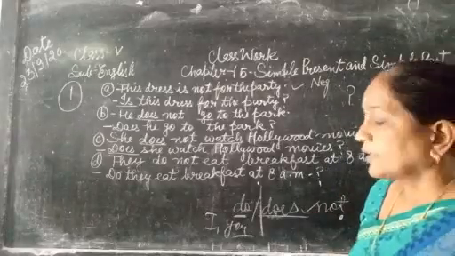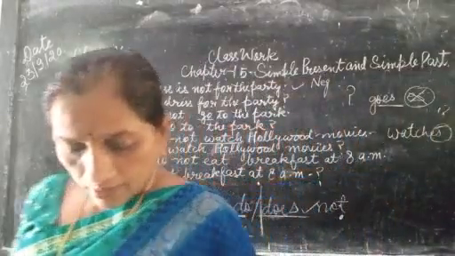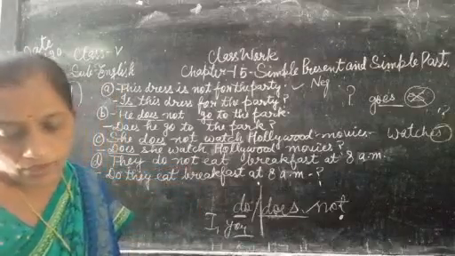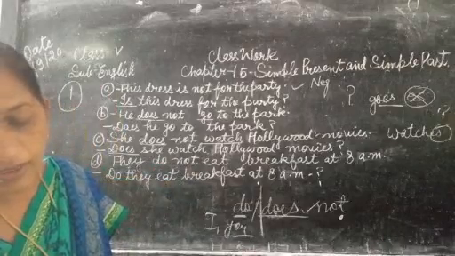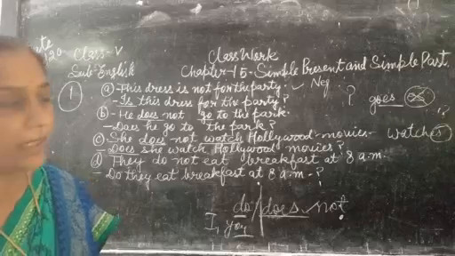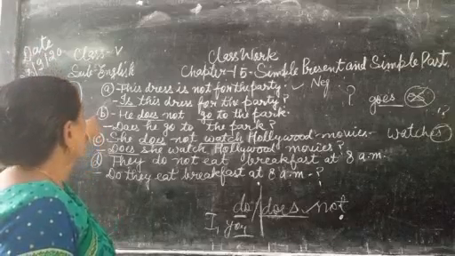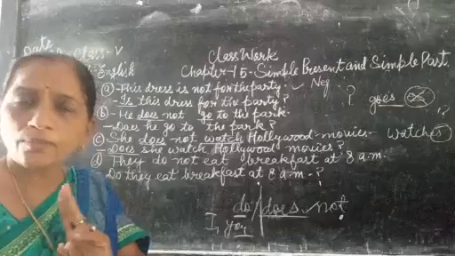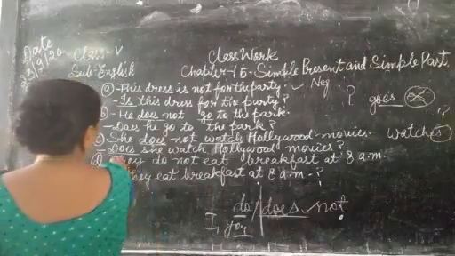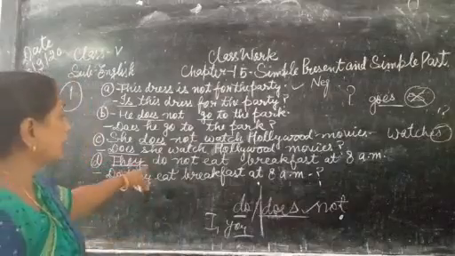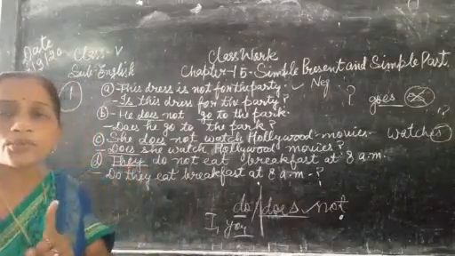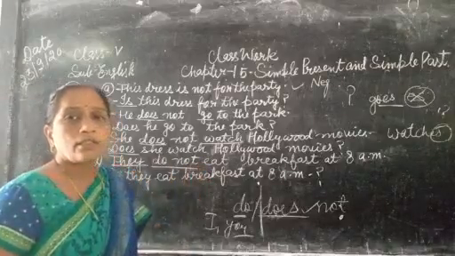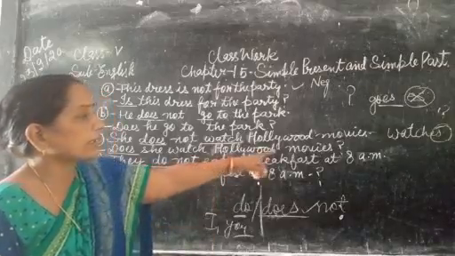Okay? In the next sentence, it is they do not eat breakfast at, means this sentence is they eat breakfast at 8 a.m. Okay? They do not. They is a plural pronoun and we have to use do. We will not use does with they. They do not eat breakfast at 8 a.m.